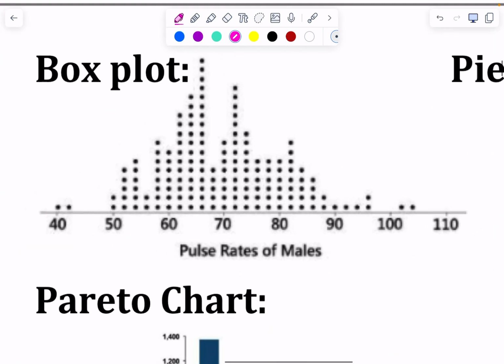Do you know what a box plot is? Yeah, self-explanatory. Some people do X's instead of dots. I don't care. So a box plot or a dot plot is what they will call it.